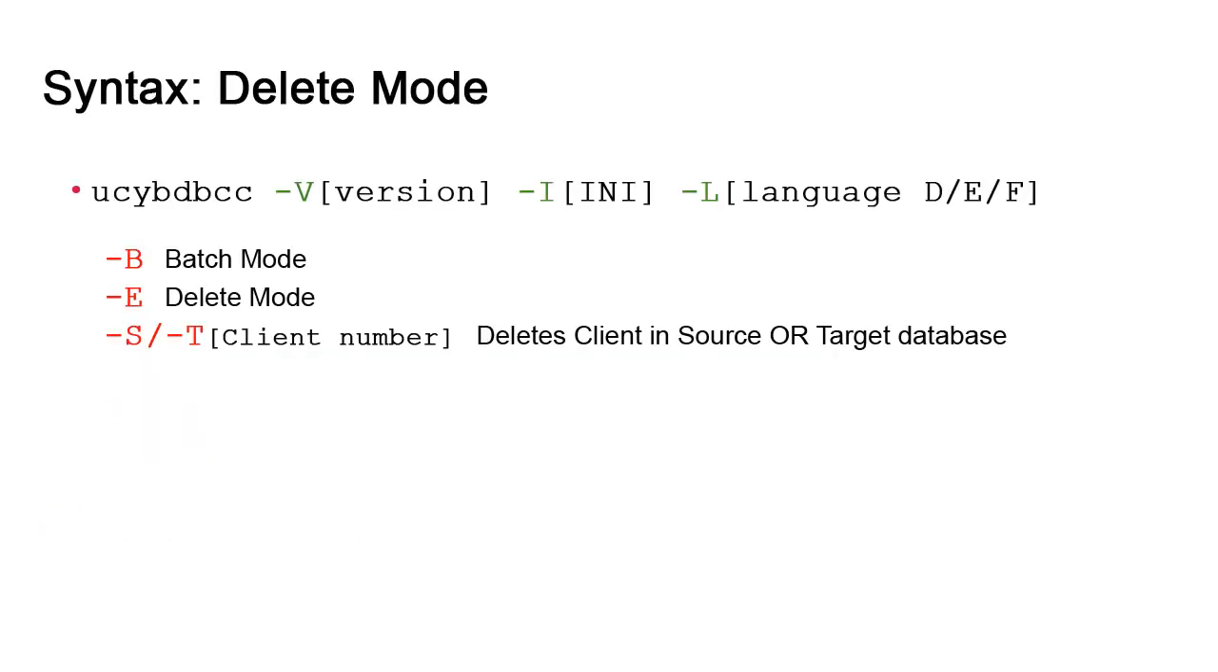The delete mode is simple. -E is for the delete mode, and then you select either -S or -T with a client number to indicate the system on which you want to delete the client, either source or target.